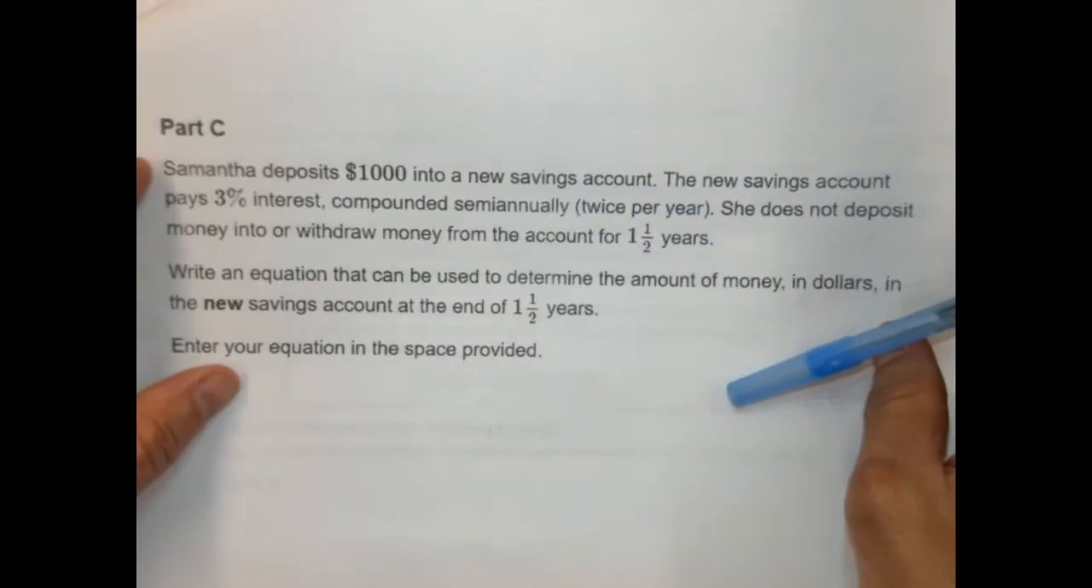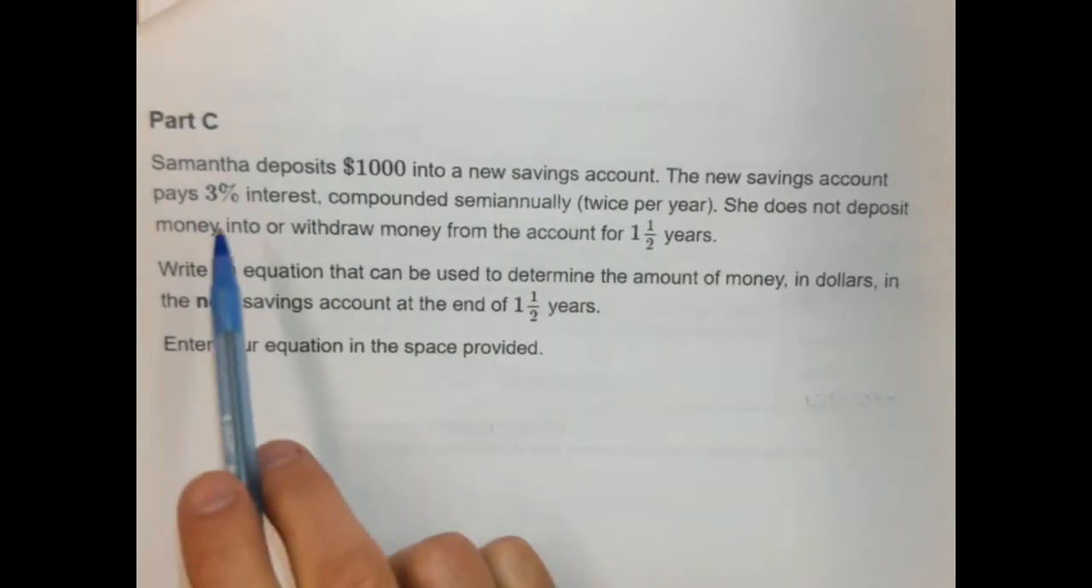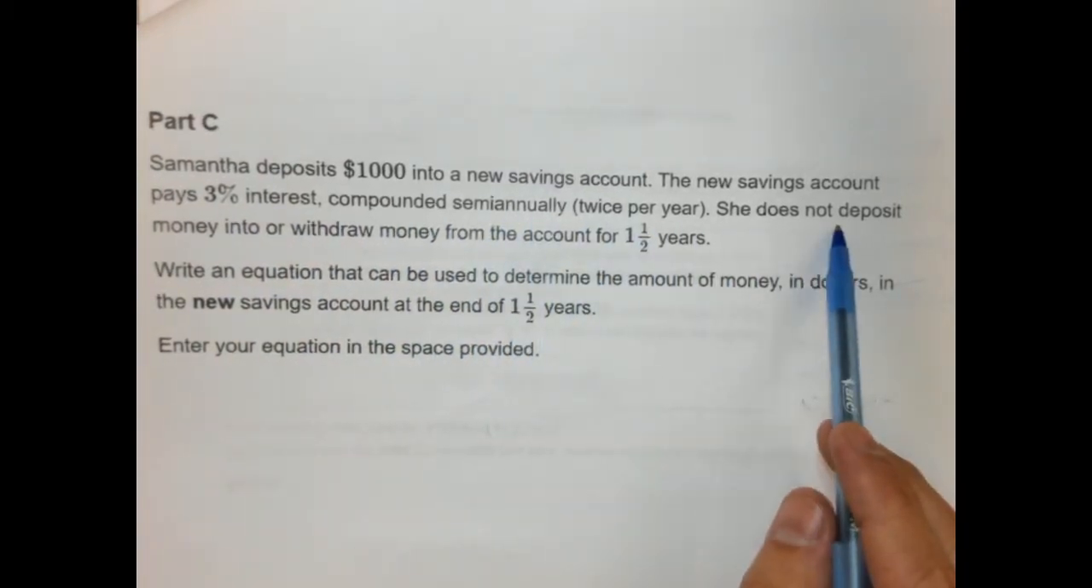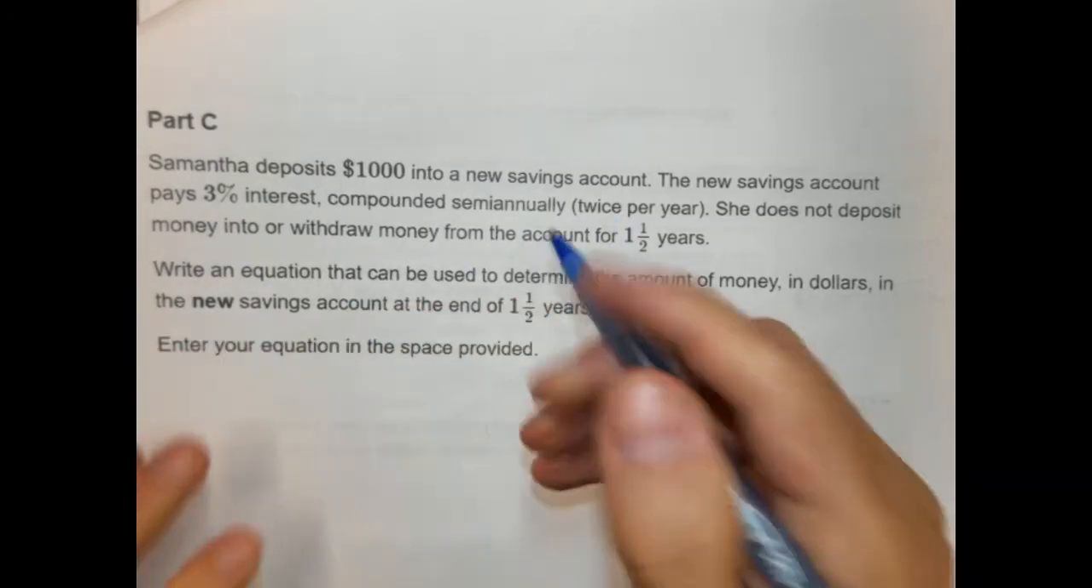Part C. Samantha deposits $1,000 into a new savings account. Samantha apparently has a lot of money. The new savings account pays 3% interest, compounded semi-annually, twice per year. She does not deposit money into or withdraw money from the account for a year and a half. Write an equation that can be used to determine the amount of money in dollars in the new savings account at the end of a year and a half. So we're just going to write the equation. We're not going to solve it yet.